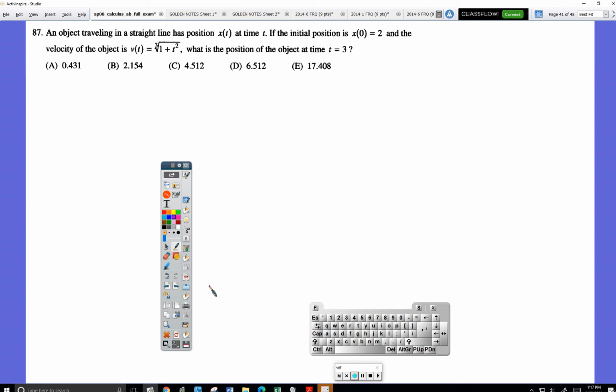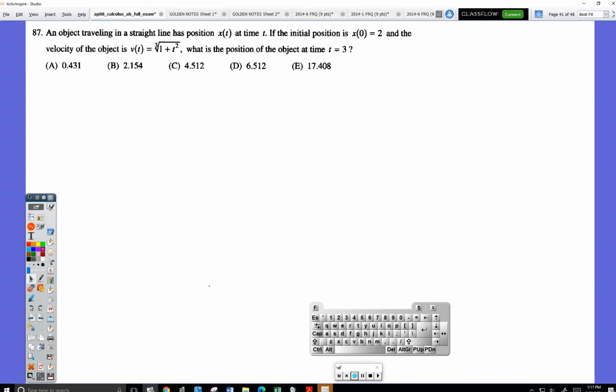So the initial position: the object's traveling in a straight line, with position x of t at time t, and the initial position x of 0 is 2. Does that mean it starts at 2? What it means is you have a particle moving in a straight line, but it can go both directions along that line. The center of the line we call the origin, another name for that would be location 0. If the center of the board in front of the room is the origin, I'm going to say the edge of the board is location 2.